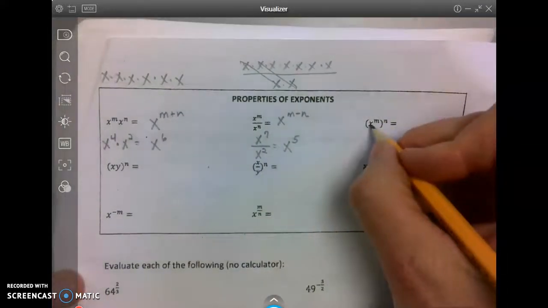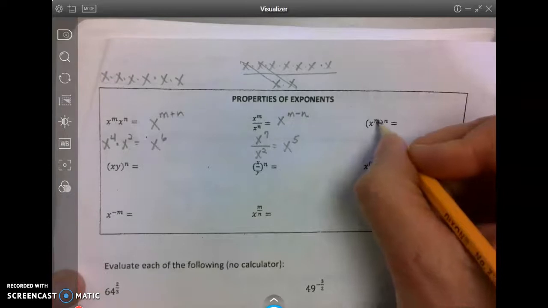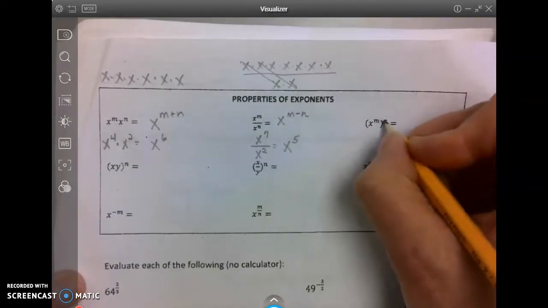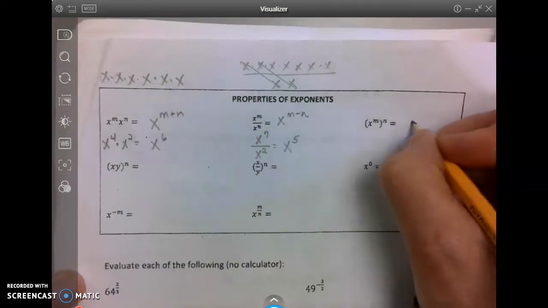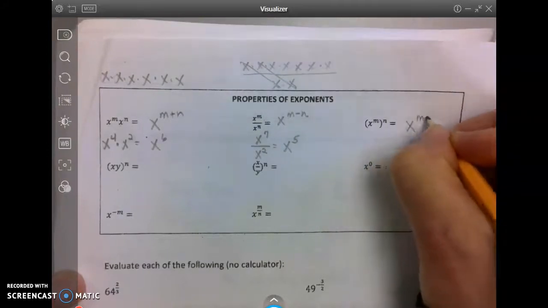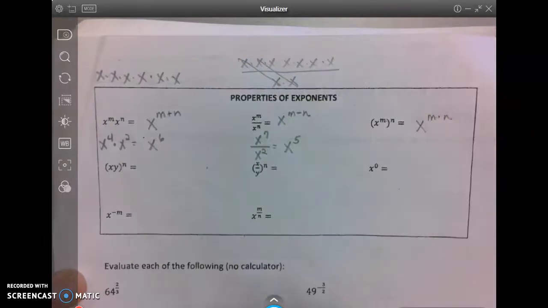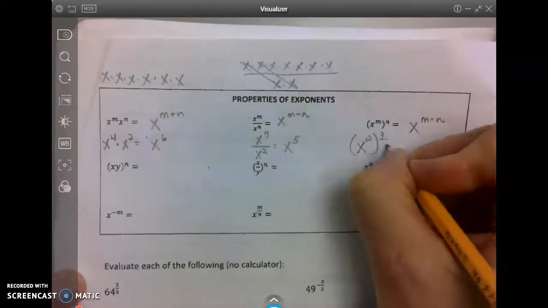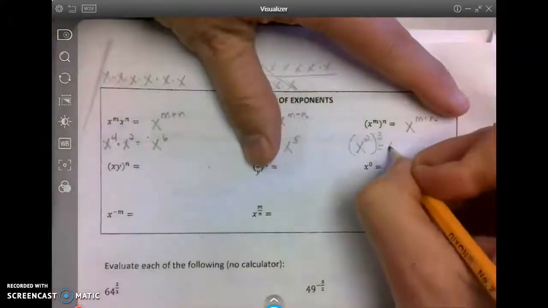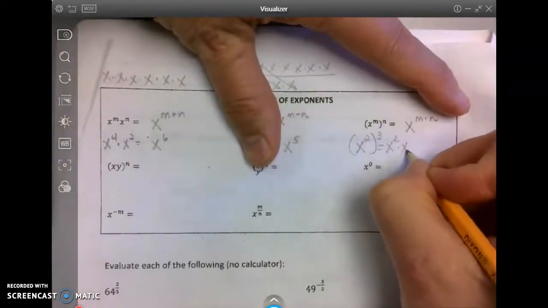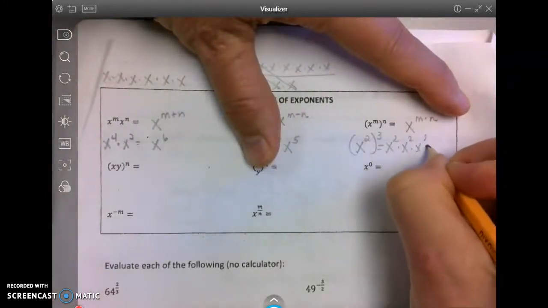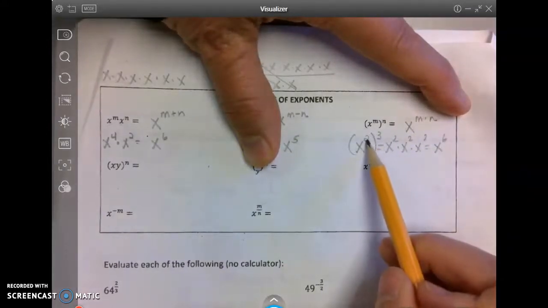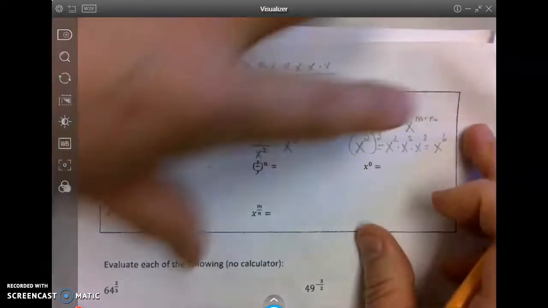All right, x to the m to the n, power to a power, you multiply. So when you have one power raised to another power, that just becomes x to the m times n. For instance, x squared cubed means x squared times x squared times x squared, which becomes x to the 6th. And we could have just simply taken 2 times 3.